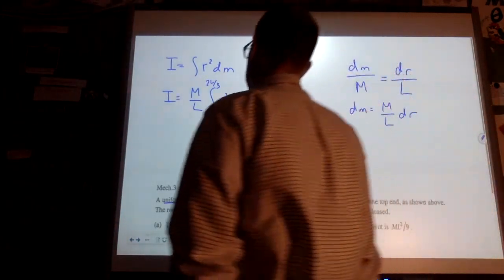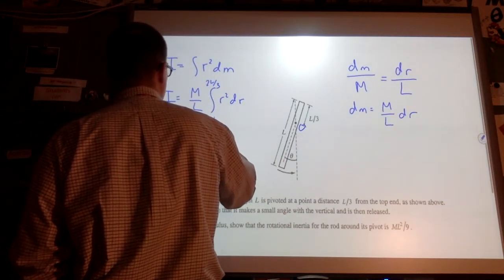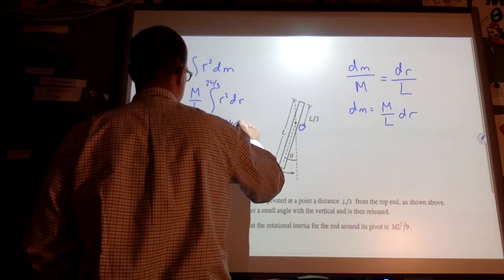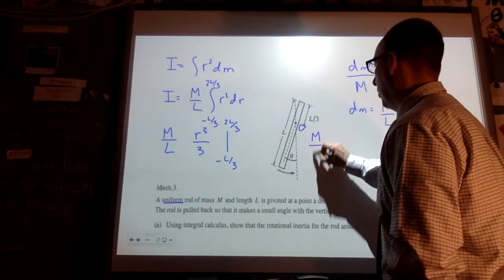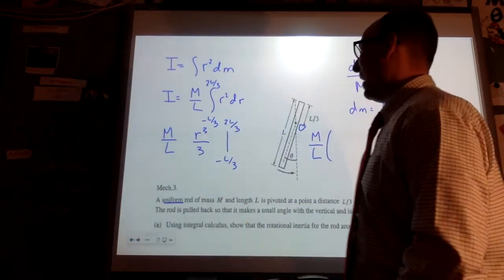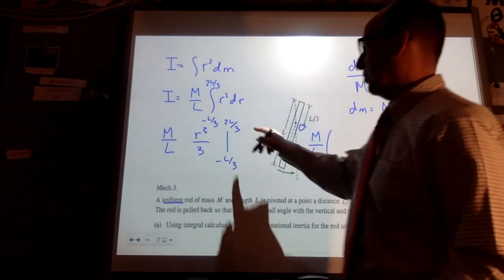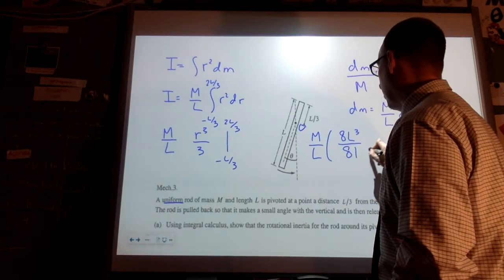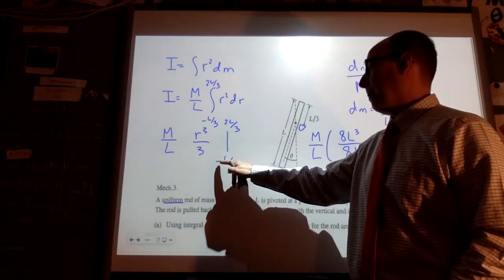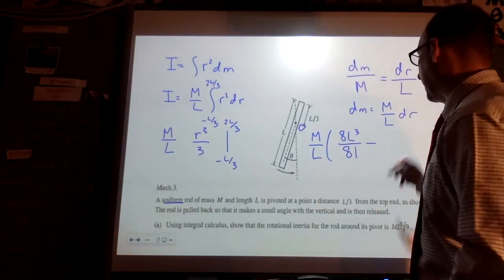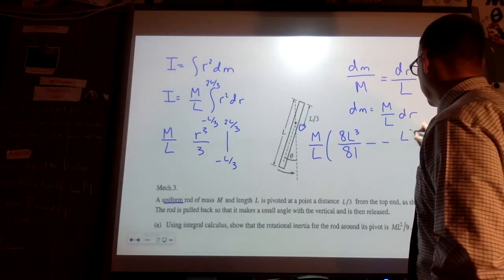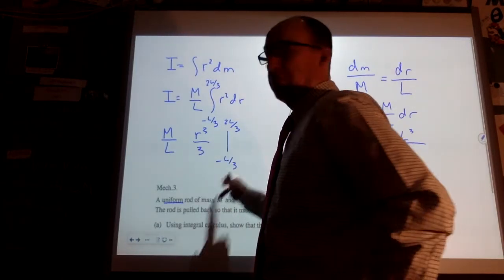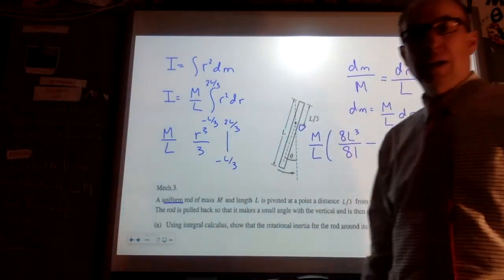All right, so now when I do this, I'm going to get M over L. I'm going to have r cubed over 3, and this is going to be from negative L over 3 to 2/3 L. All right, so I'm going to have M over L times 2 cubed is 8, 3 cubed is 27, 27 times 3 is 81. So I'm going to have 8L cubed over 81 minus negative L cubed over 3 cubed, which we said was 27, times 3, which is going to be 81.